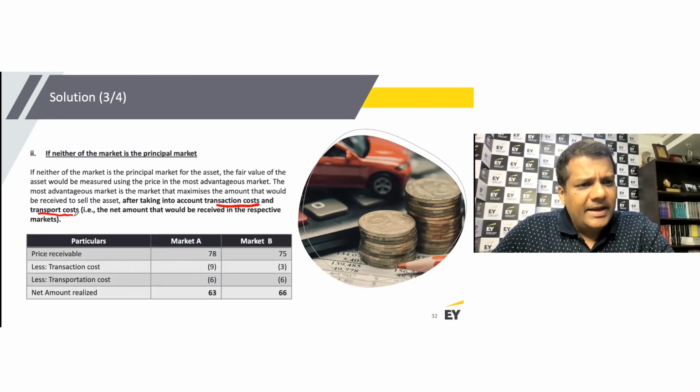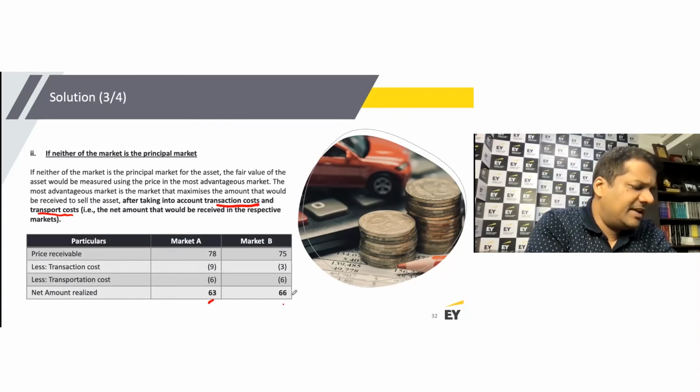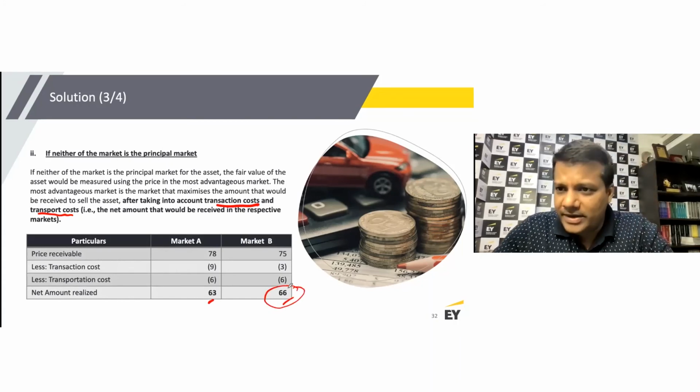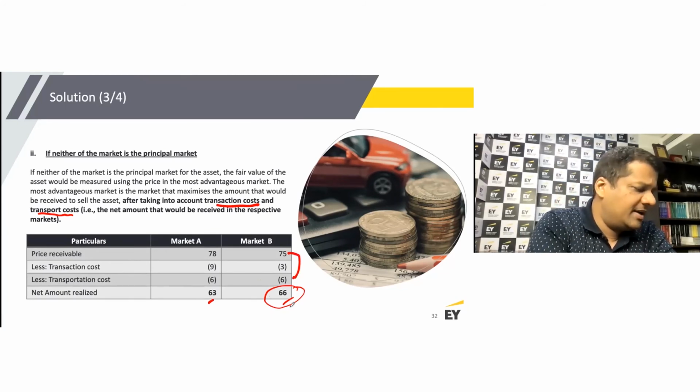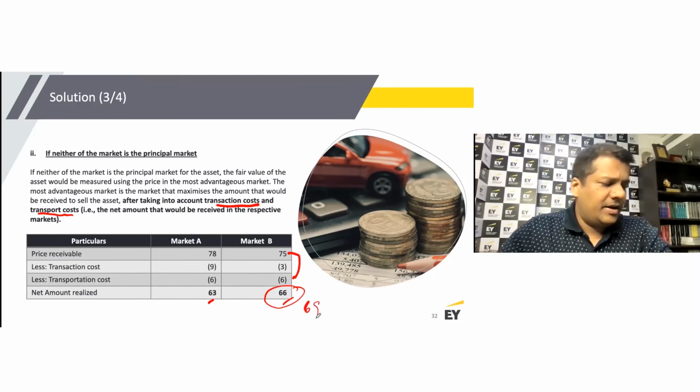Okay. And I again do this table, transaction cost and transport cost. It is 63 and 66. And this guy is the most advantageous market, which is market B. But for me to record or determine the fair value, I'm going to ignore the transaction cost, and I'm going to only consider this, which is 69, right?